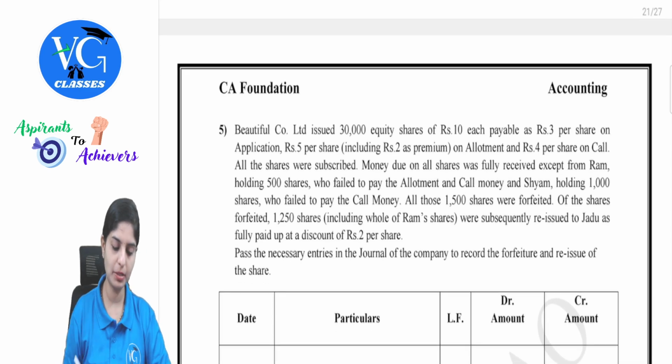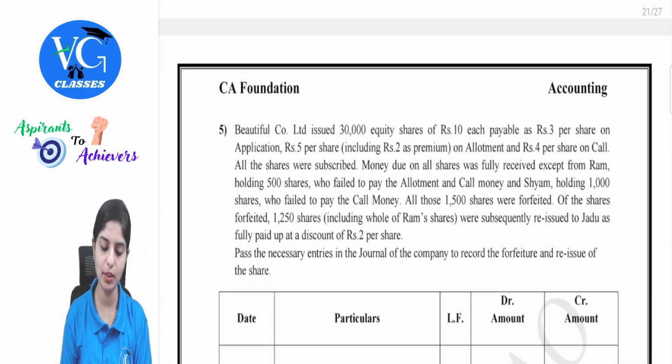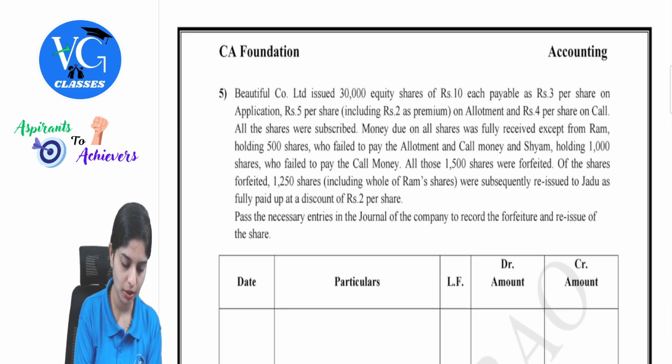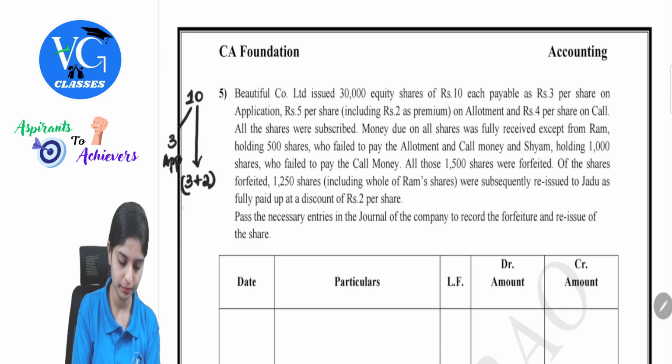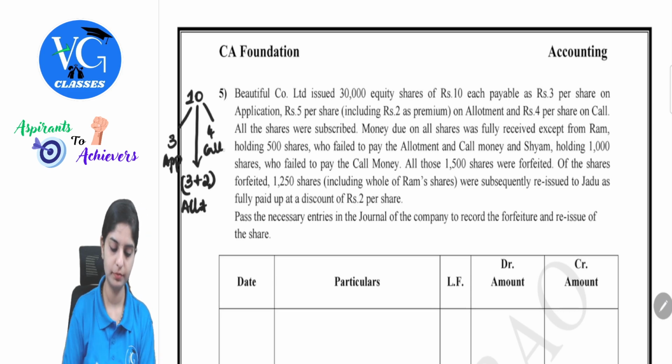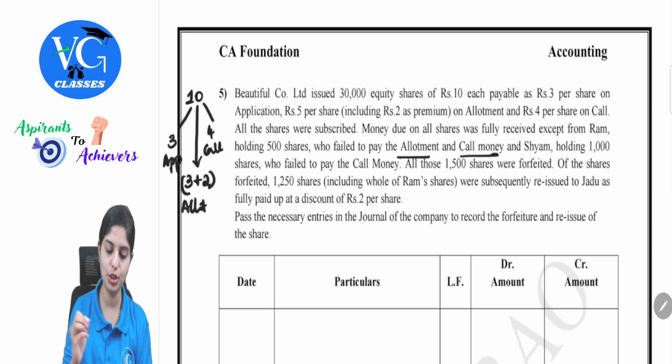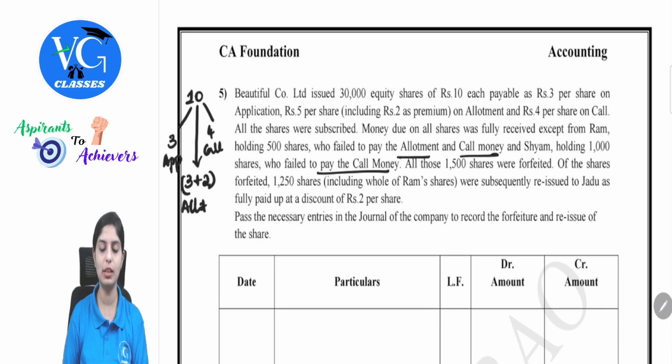Yes, let's move to question number 5. Beautiful Company Limited issued 30,000 equity shares of 10 each, payable as rupees 3 per share on application, 5 per share including premium on allotment, so that is 3 plus 2, and 4 per share on call. All the shares were subscribed. Money due on all shares was fully received except from Ram holding 500 shares, who failed to pay the allotment and call money, and Sham holding 1,000 shares who failed to pay the call money.